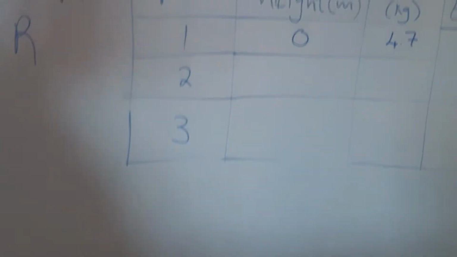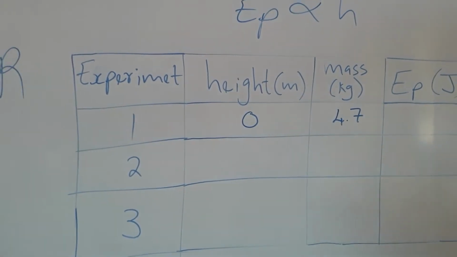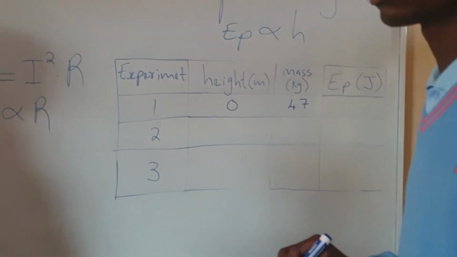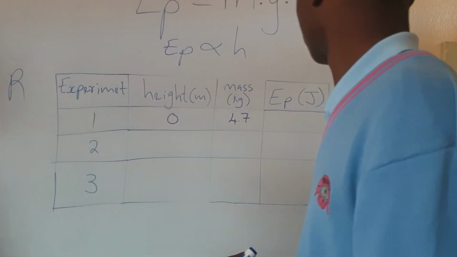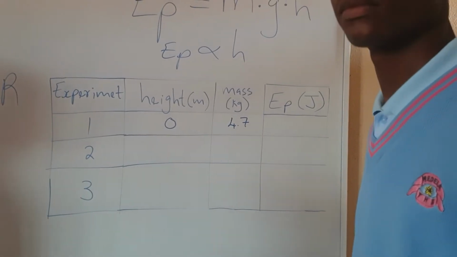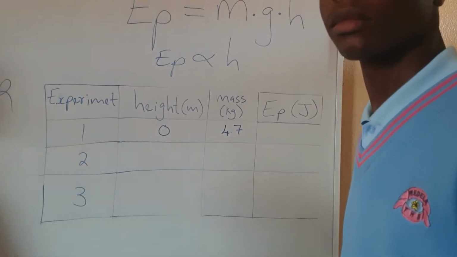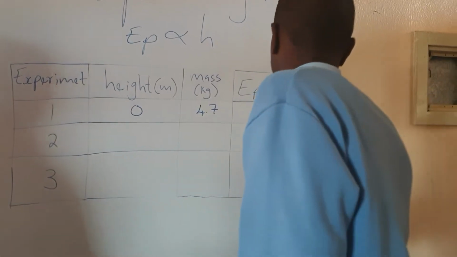Then someone will help us with the calculation. Princess, can you do the calculation for the potential energy of the block when it is on the ground? The potential energy is 0, so record 0 there.